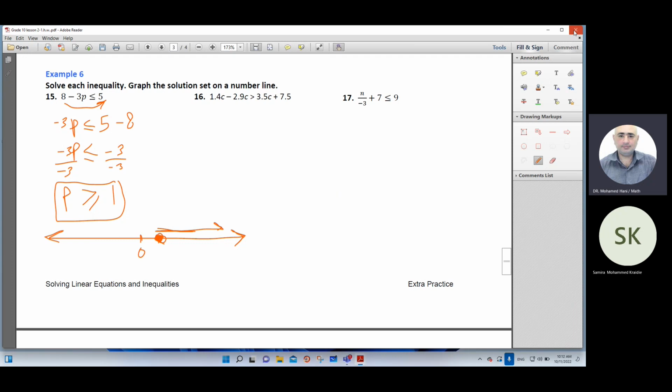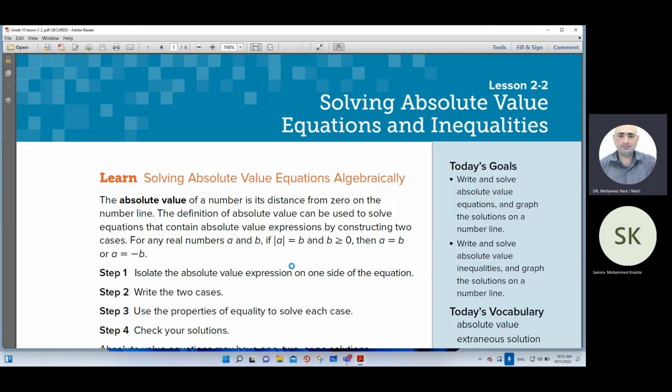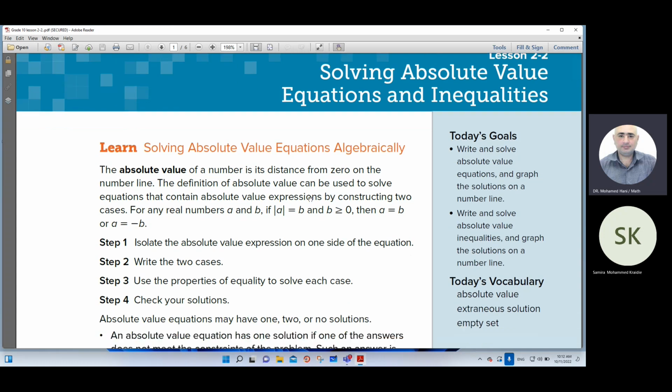So we will start our lesson today. What is the name of our lesson today? Solving absolute value equations and inequalities. This is lesson 2. Just write the title and listen to me. What's the meaning of the absolute value? The absolute value of a number is its distance from 0 on the number line. So what is the meaning of the absolute value of a number? It is its distance from 0 on a number line.